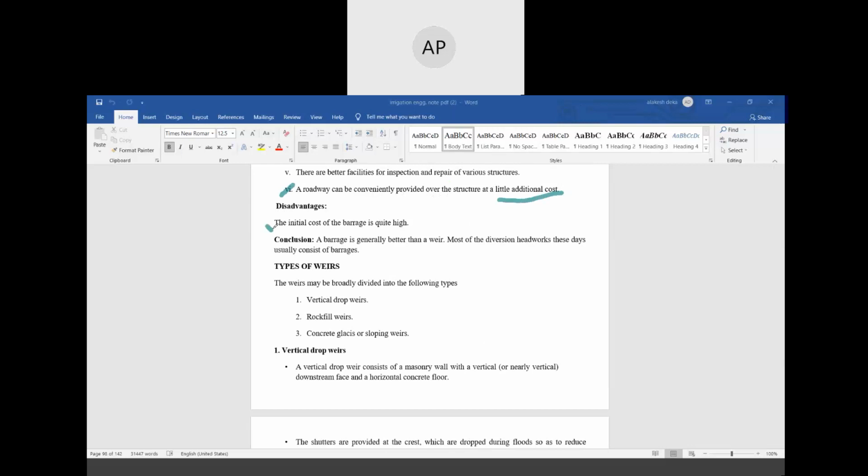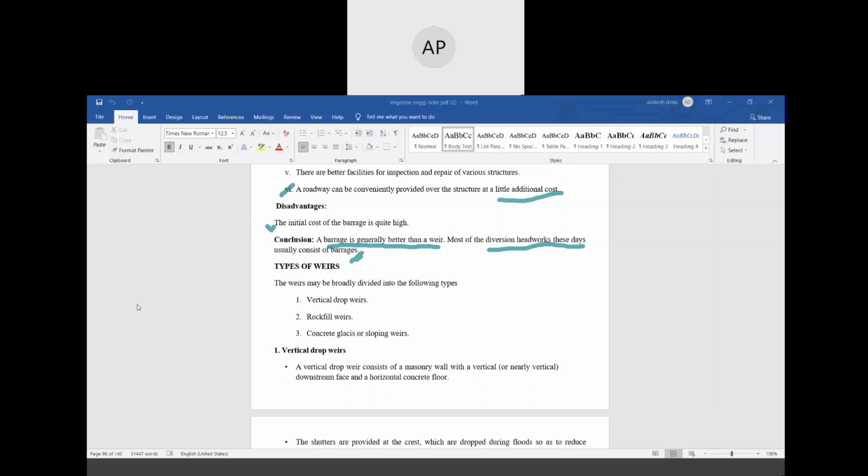Disadvantage: the initial cost of a barrage is quite high. So what we can conclude is that a barrage is generally better than a weir structure. Most of the diversion headworks these days usually consist of a barrage. Okay, so barrage is provided.